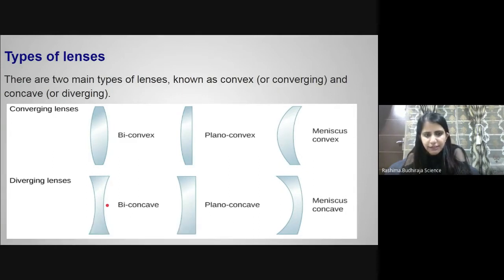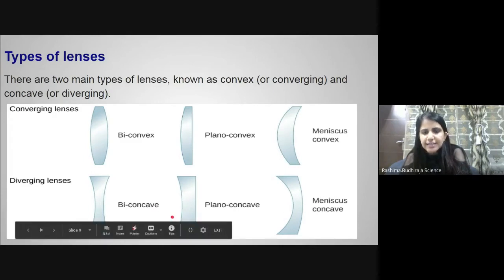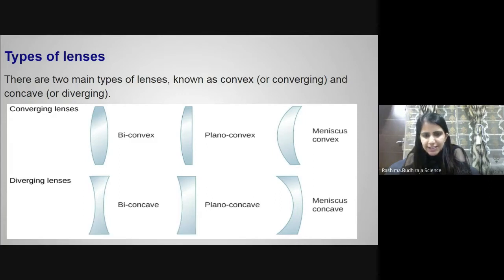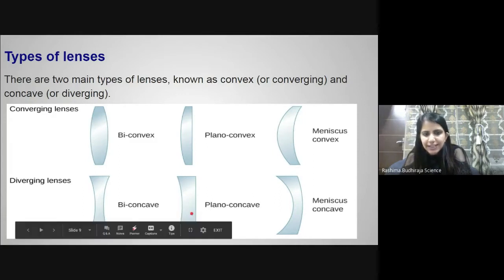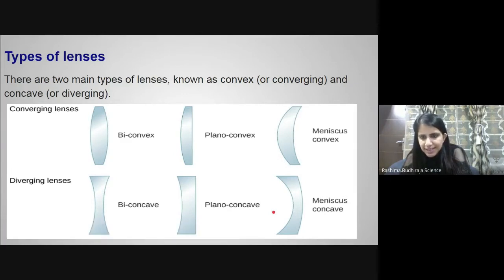It is a biconcave or a concave lens. The second figure that we see is a plano-concave lens. One surface is concave while the second surface is plane. Look at the third figure of diverging lens. It is a meniscus concave or a diverging meniscus.